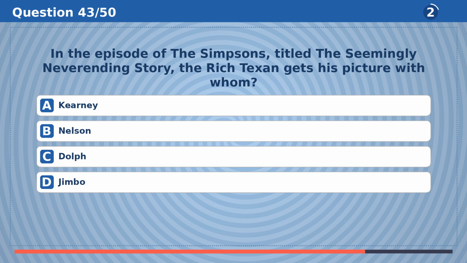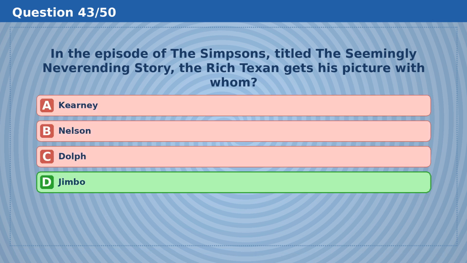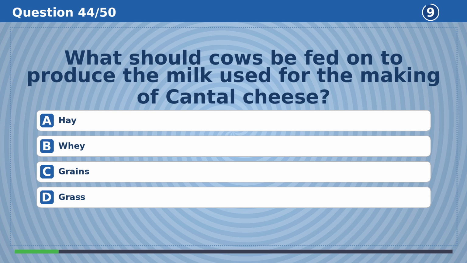In the episode of The Simpsons titled The Seemingly Never-Ending Story, the rich Texan gets his picture with whom? The answer is D, Jimbo.